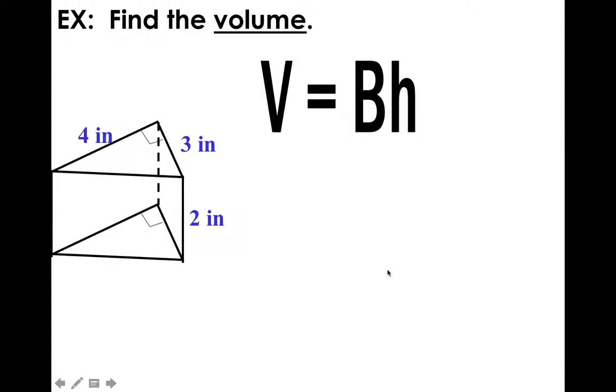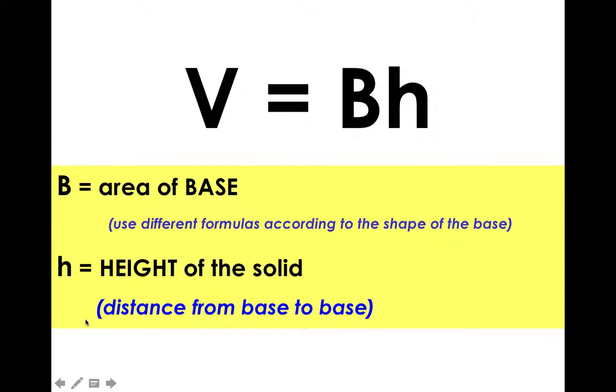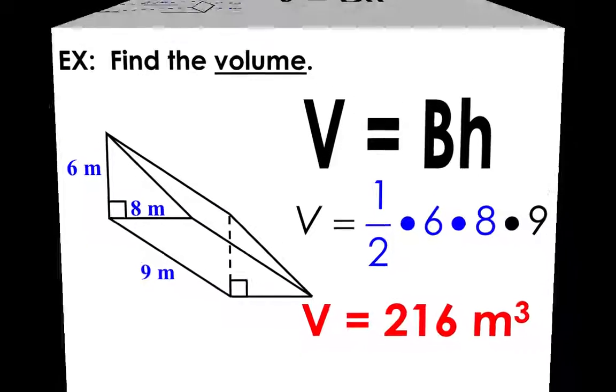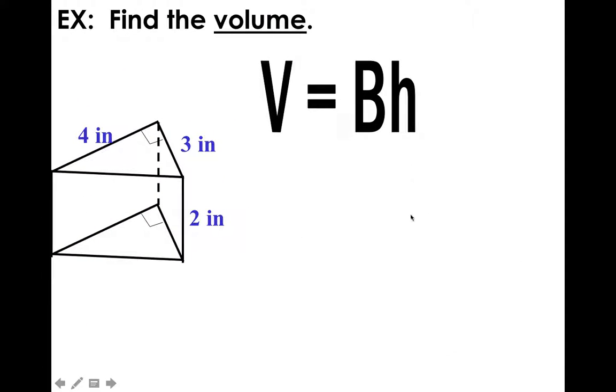The next example says that we've got another figure that represents a prism. And look what we have. We have another right triangle. So therefore, we can say that our base is a triangle. Since our base is a triangle, I'll put it right here: B is equal to triangle.